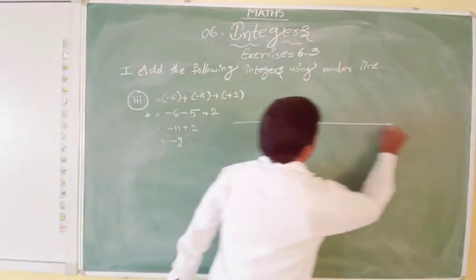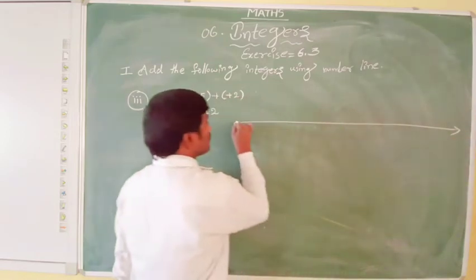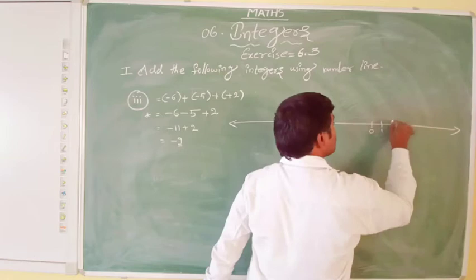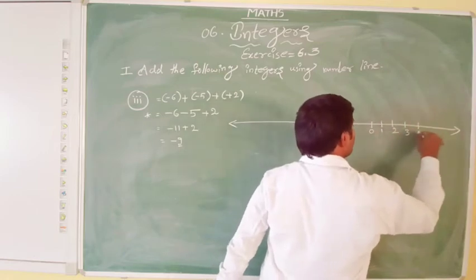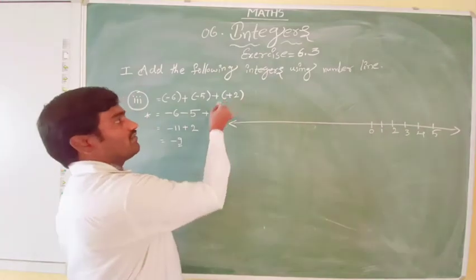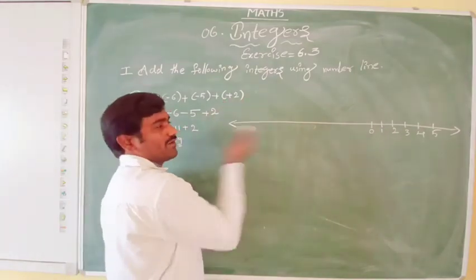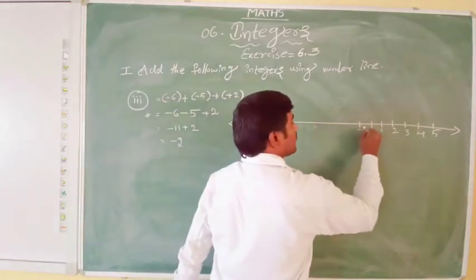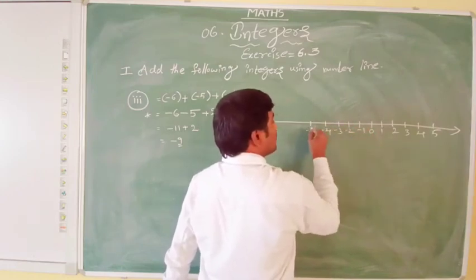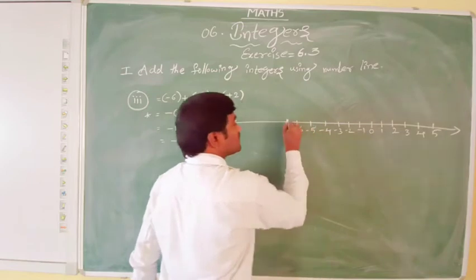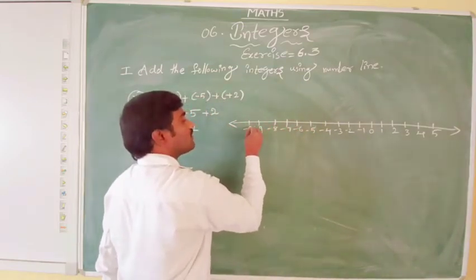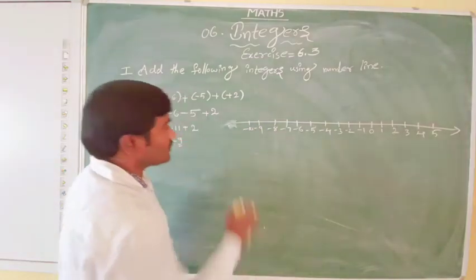Let's see. Suppose it is a number line. Always we use zero here: 1, 2, 3, 4, 5. On the positive side we don't need many numbers, only one number is positive. The remaining are negative. So on the negative side I will take minus 1, minus 2, minus 3, minus 4, minus 5, minus 6, minus 7, minus 8, minus 9, minus 10. Again I will go like that.